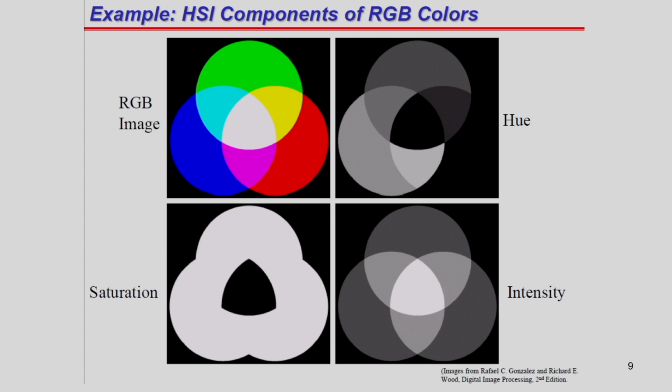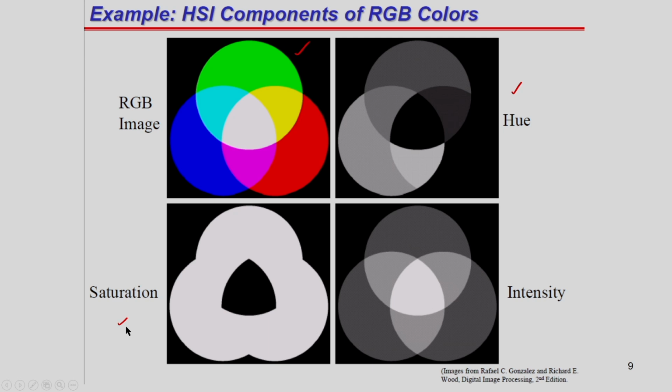In this example I have shown the HSI components of an RGB color image. The first figure is the RGB image I am showing here. The second is the hue component of the image. The third one is the saturation component.